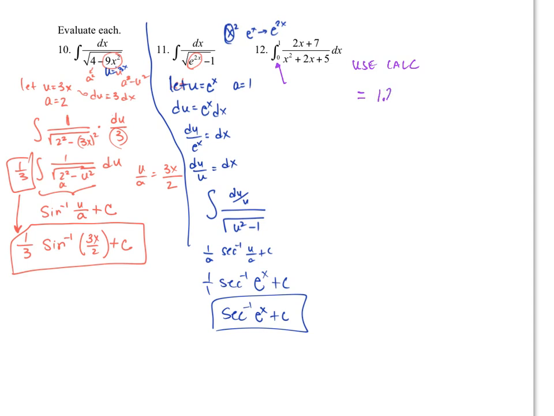And when all is said and done, you should get 1.27438. So sometimes you'll get something mixed in like this, where you're not going to be using anything funky like the inverse trig functions. All right.